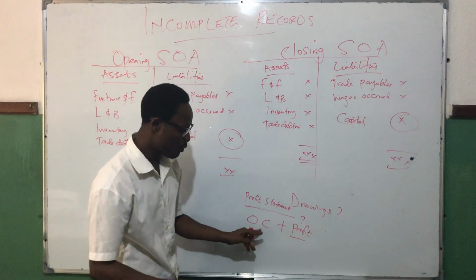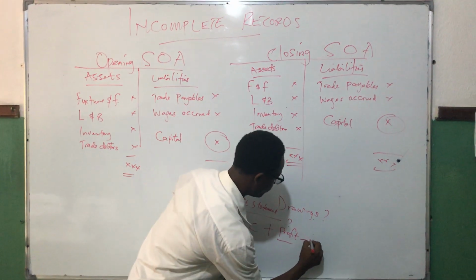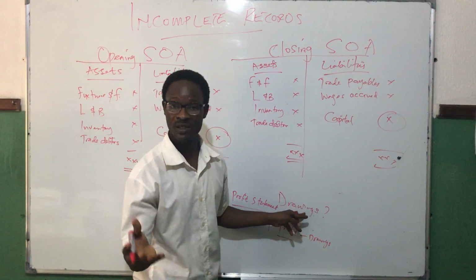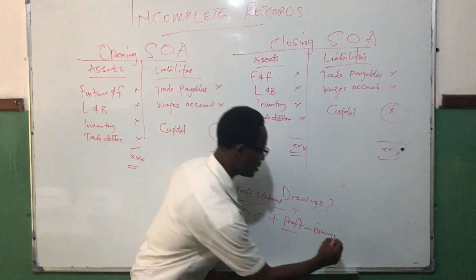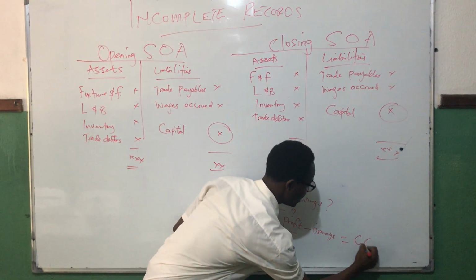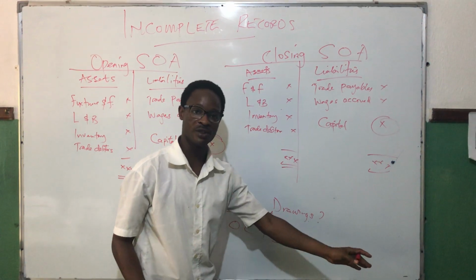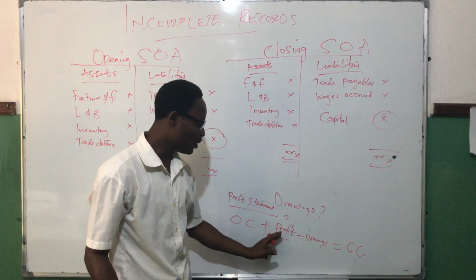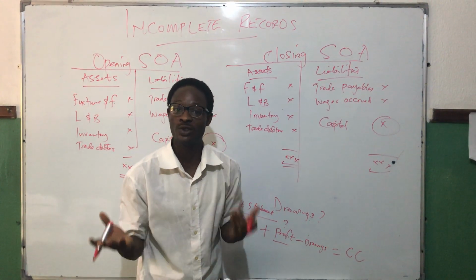To get that, opening capital plus profits that we're looking for minus drawings, that is this amount given. If it is not given, there's no problem. But if it is given, minus drawings will be equal to closing capital. Now we have 4 variables. 3 of the variables are known. Profit is not known. Then we'll just make use of the simple mathematical tricks.